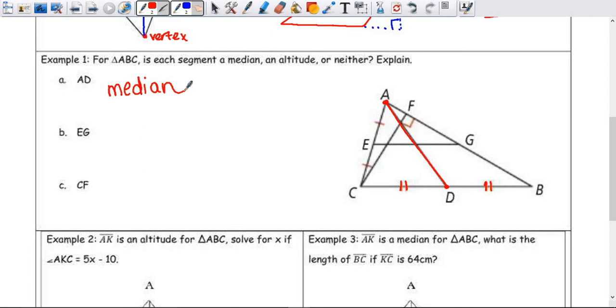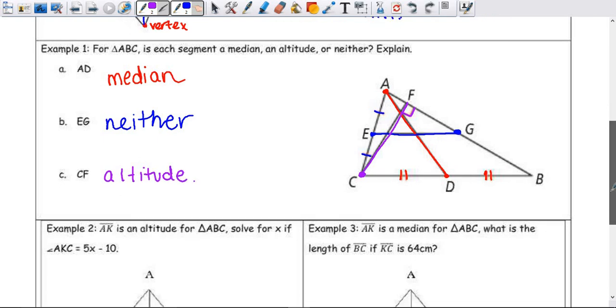All right, then we can look at EG. E is a midpoint because those are marked as congruent, but then your opposite side, is that at a vertex? It is not, it's just on a side of the figure, so that will be neither. Since it does not go from a vertex, it is not a median. And then lastly, let's look at CF. CF is right here. I see a right angle, which is good for an altitude, and it needs to go from a vertex to the opposite side, which it does, so then CF is an altitude.